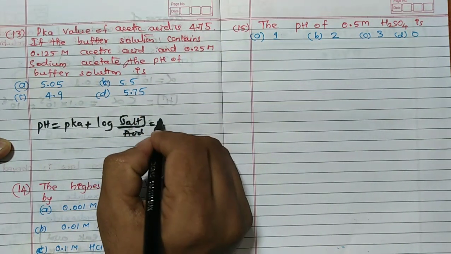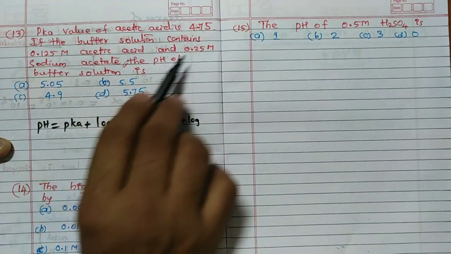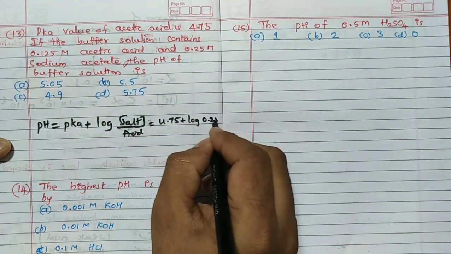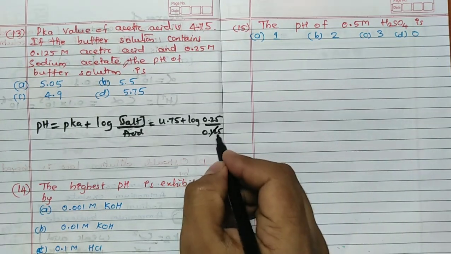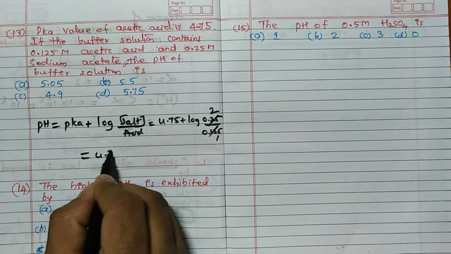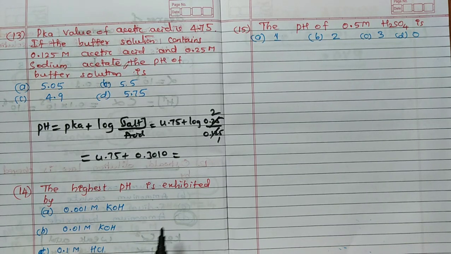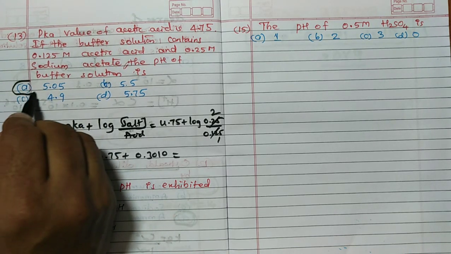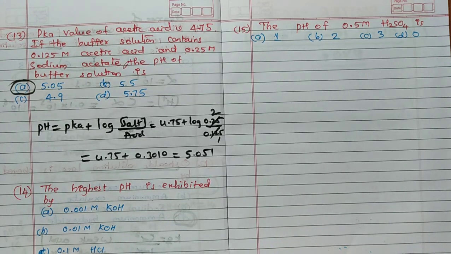pKa is how much? 4.75 plus log of, sodium acetate is the salt, 0.25 divided by 0.125. There is a relationship, correct? So 1 and 2. Log 2 is how much? Log 2 is 0.3010. So 4.75 plus 0.3010, how much will you get? 5.05, correct? So 5.05 is the answer. So the answer for this question is A.